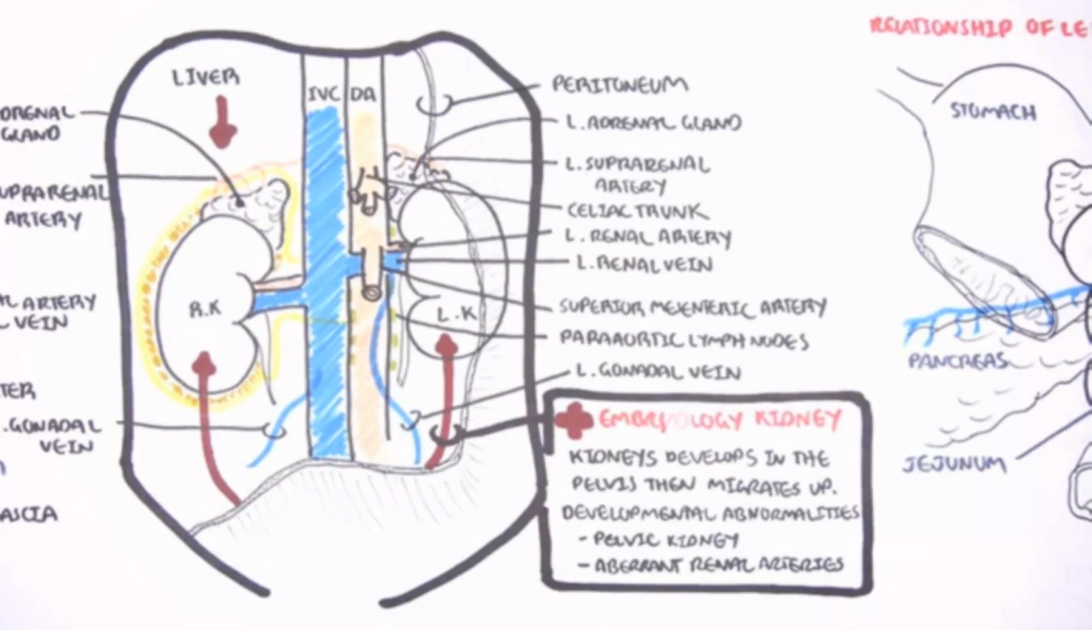Another important congenital anomaly is the horseshoe kidney, which is where during development, as the kidneys migrate up from the pelvis, they accidentally fuse and essentially stick together. And so they resemble a horseshoe.